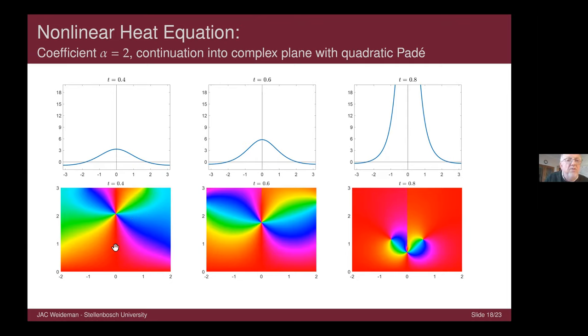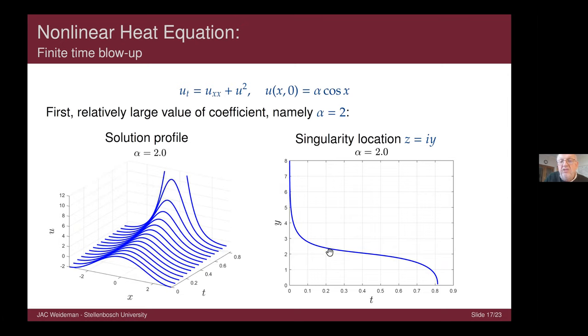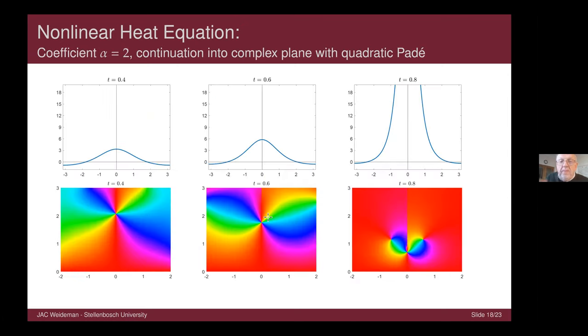So at time 0.4, we're slightly above 2. At time 0.6, we're slightly below 2. And at time 0.8, we're slightly below 1, and that matches. At time 0.4, we're slightly above 2, then just below 2, and just below 1. Right, so we have the position of the singularity tracked down fairly well.